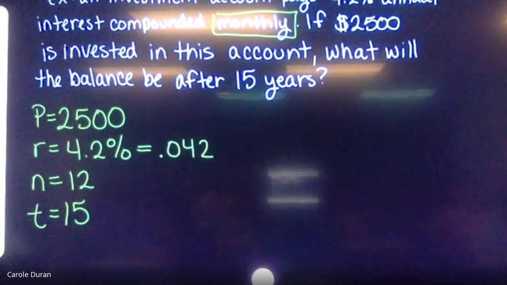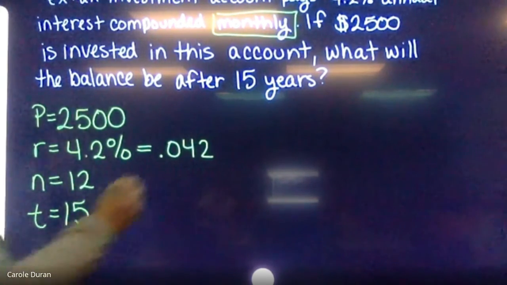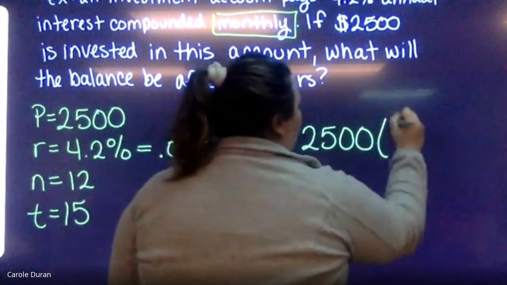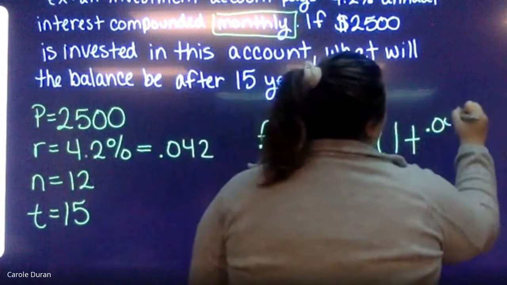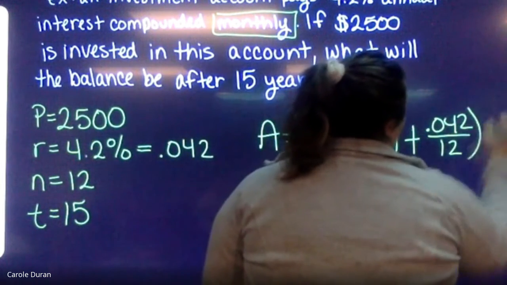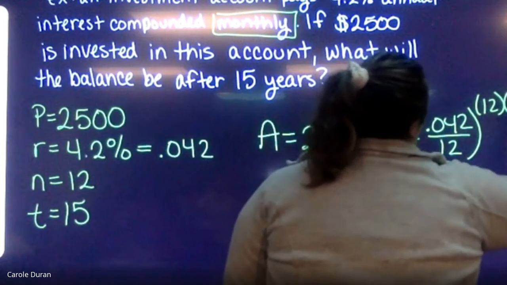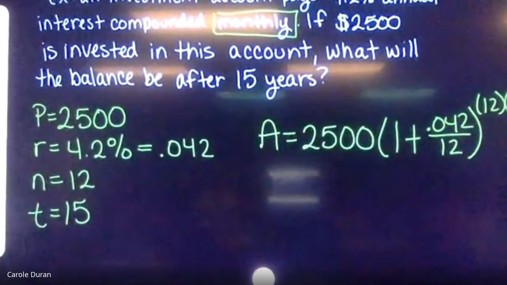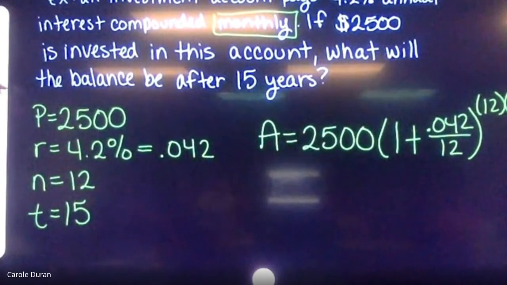15. It asks, after 15 years, what is my balance? Now I'm going to write out my equation with this information, and then we are going to practice plugging it into the calculator because a lot of kids mess up here. Plugging it in, I get A equals 2,500 times (1 plus 0.042 over 12) to the 12 times 15 power. Okay, so that's it written out with all the information.